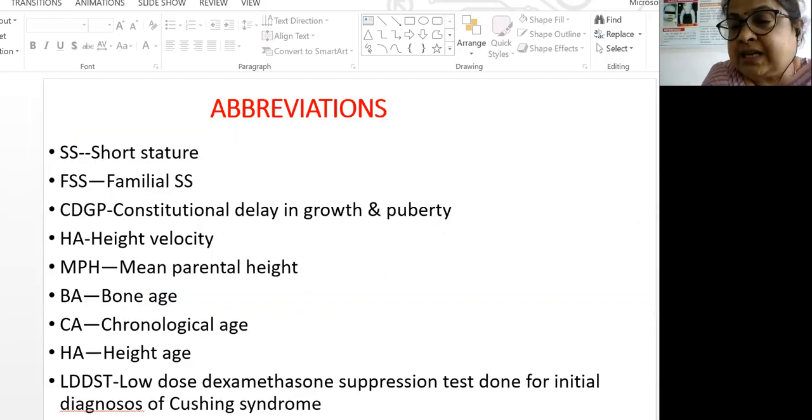Now, what are the abbreviations I'm going to use during this lecture? You should be aware of this. SS is short stature. FSS is familial short stature. CDGP is constitutional delay in growth and puberty. HV is the height velocity. MPH is the mean parental height. BA is the bone age. CA is the chronological age. HA is the height age. And LDDST is the low dose dexamethasone suppression test, done for initial diagnosis of Cushing syndrome.